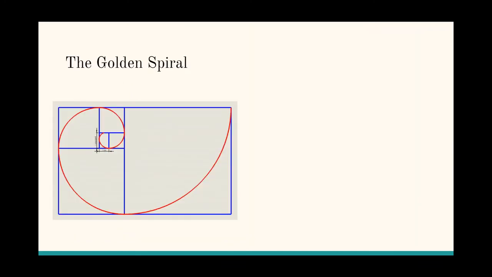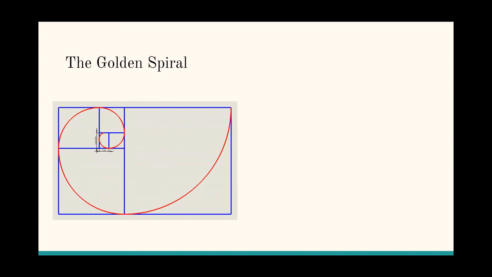So finally, let's talk about the golden spiral. This is a famous spiral that can be seen all over the place in nature, in nautilus shells and pine cones and sunflower seeds. And it can be drawn in a similar way to how we created the Fibonacci sequence.